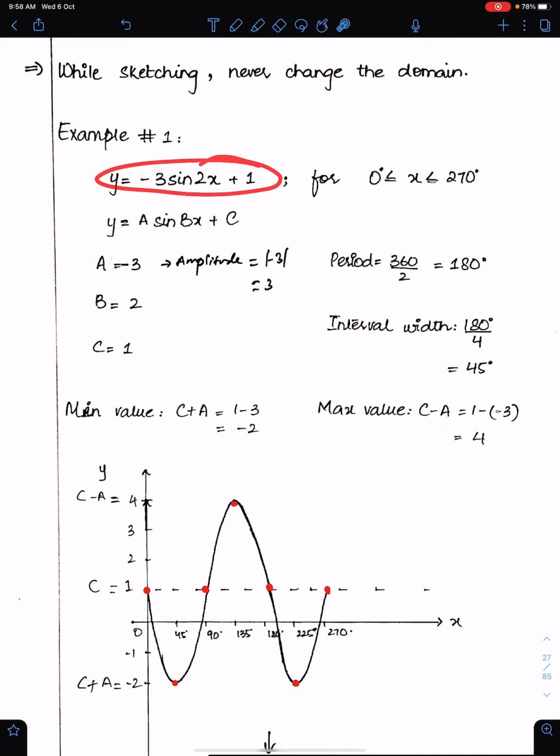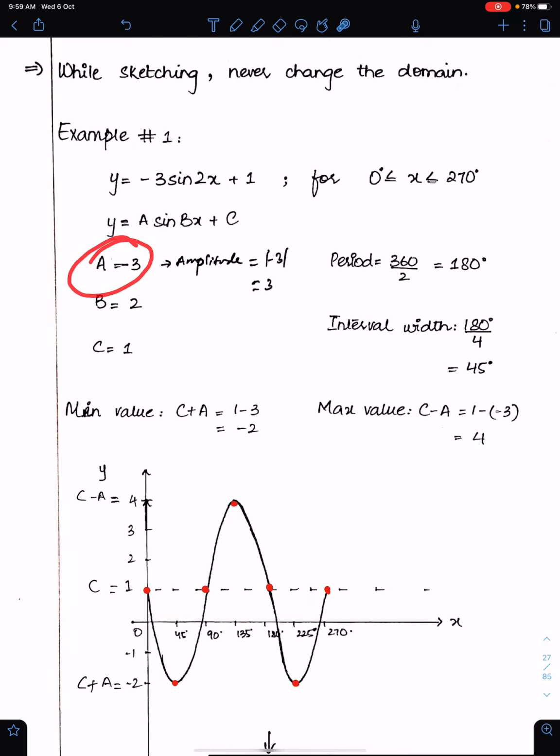So to sketch this function, first compare this function with the standard equation to get the values of a, b and c. A is minus 3, but amplitude is 3 because amplitude is distance. So if they ask to state the amplitude, then you should write plus 3. B is 2, C is 1. So now get the period. The formula of period is 360 upon B, which is 2, so 180. Interval width is 45 degrees, P upon 4. C plus A and C minus A: C plus A is minus 2, C minus A is 4.